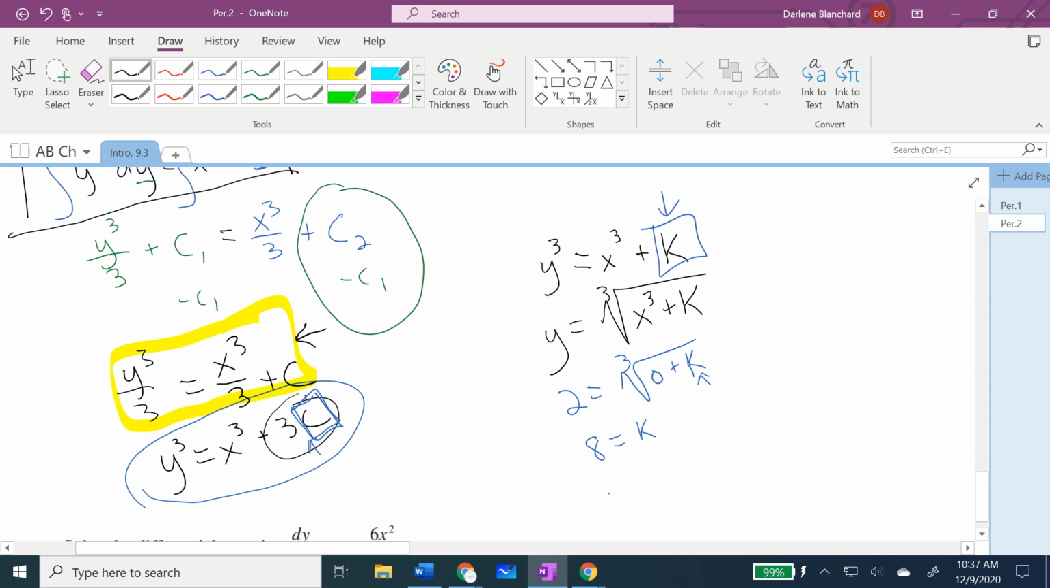And the answer to part B is the cube root of x cubed plus 8. Done.